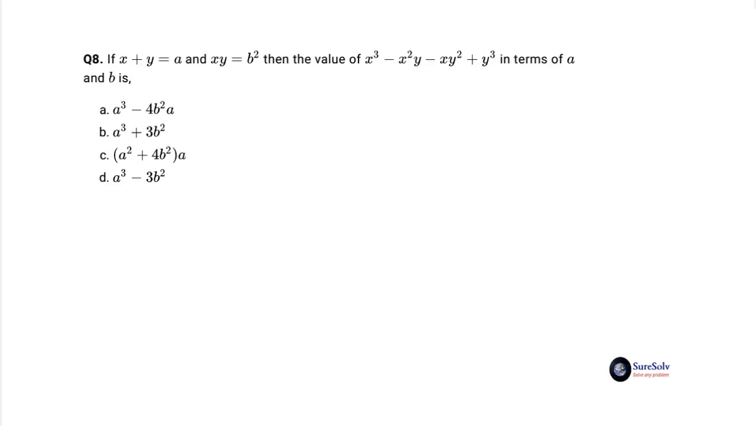Question 8 is, if x plus y equal to a and xy equal to b square, then the value of x cube minus x square y minus xy square plus y cube in terms of a and b is option A cube minus 4b square a, option B, a cube plus 3b square, option C, (a square plus 4b square) multiplied by a, and option D, a cube minus 3b square.